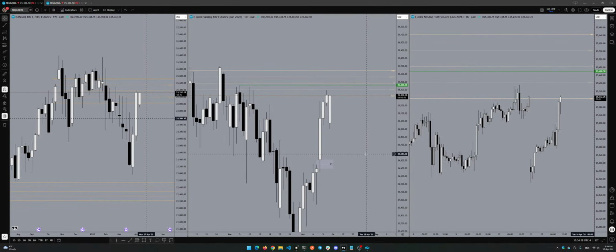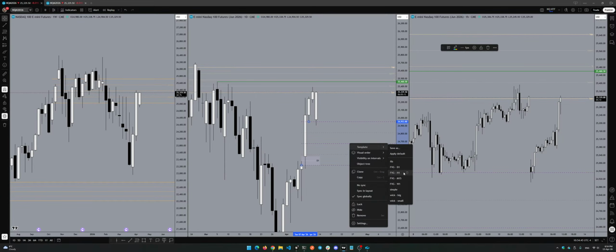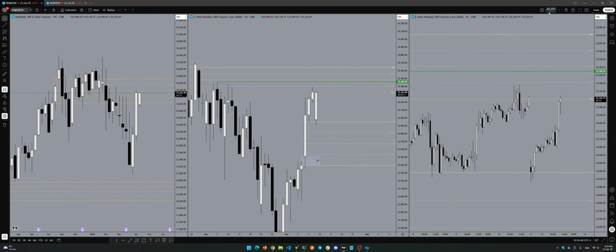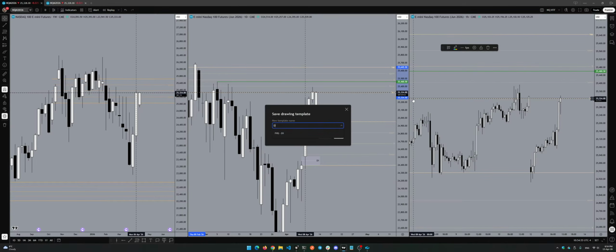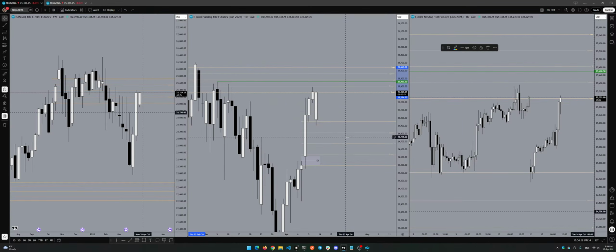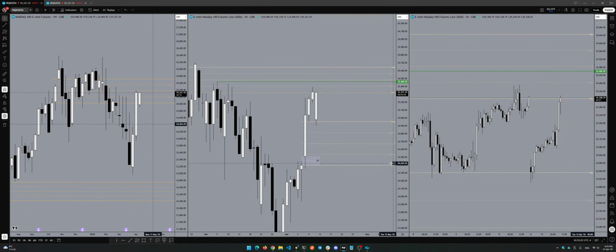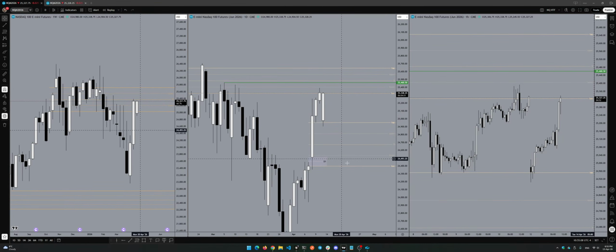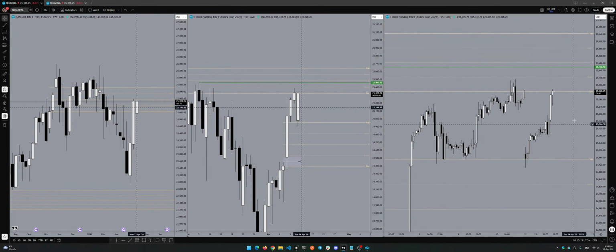And what do we have here? I have to mark this daily fair value gap. Template FVG D1, upper, lower, one moment, save as FVG D1, save template, FVG D1. Okay, now we have the top and low marked as well. This is our daily FVG. This is 1 hour chart.